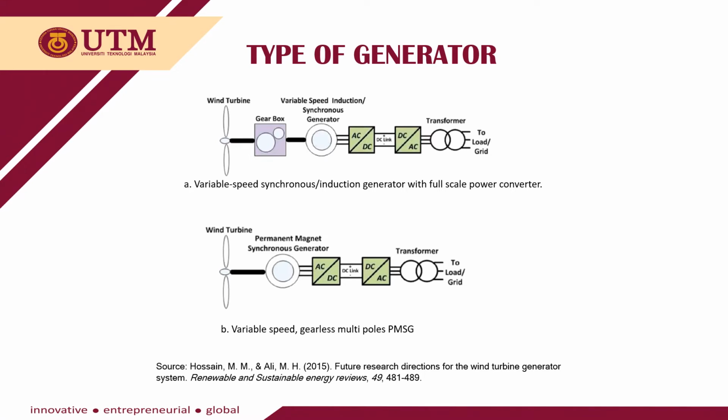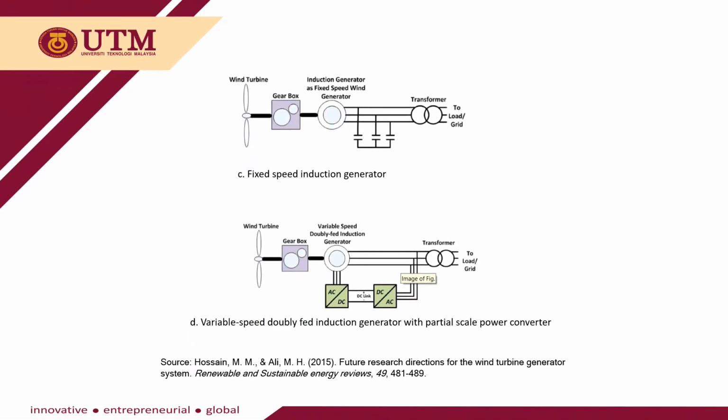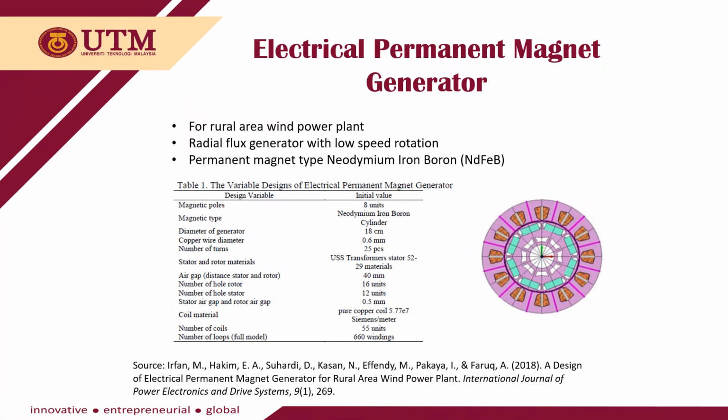These are the type of generator that are widely used in the industry. For this electrical permanent magnet generator, it is often used in a rural area wind power plant. It is a radial flux generator that is suitable for low-speed rotation. The type of permanent magnet used in this generator is neodymium iron boron.